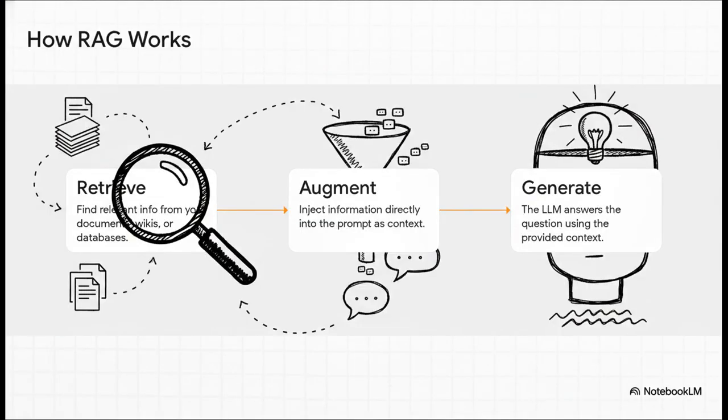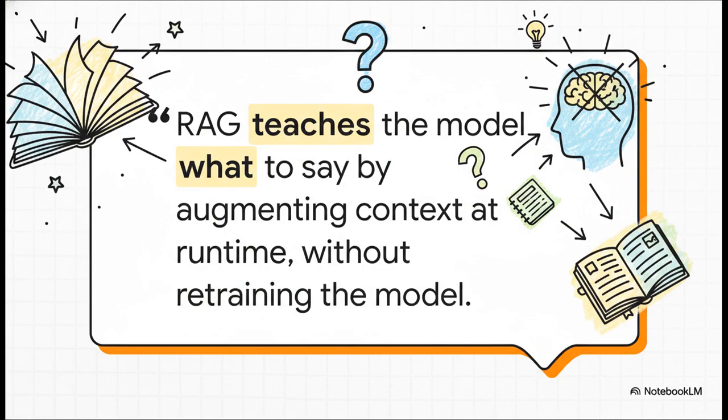And the process is so simple, it's brilliant. It's just 3 steps. First, it retrieves. It finds the right snippets from your documents or databases. Second, it augments. It stuffs that information right into the prompt, giving the model context. And finally, it generates. The LLM then answers the question, but it's been instructed to only use the context you just gave it. So if you remember one thing about RAG, it's this. RAG is all about knowledge. It's about teaching the model what to say. You're not actually changing the model's brain at all. You're just giving it a perfect cheat sheet for every single question.